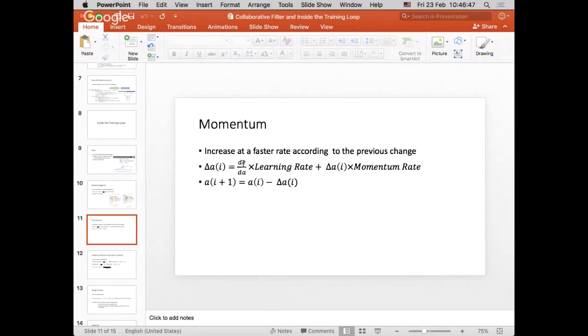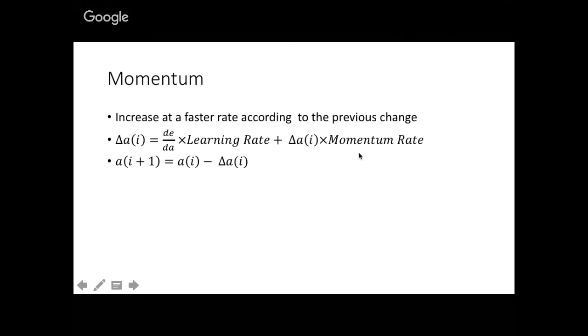So momentum is basically you use the previous change and you add it to your change. So if you are going in the right direction, you keep getting faster and faster. Yeah. You can get it. I think this is correct. This should be i-1. Sorry.